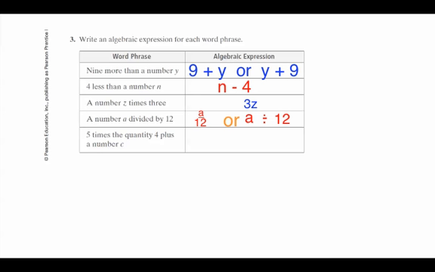For the final one, 5 times the quantity 4 plus a number c. When we see times the quantity, that actually means we have to use parentheses. We should have had 5 parenthesis 4 plus c close parenthesis. Pause the video if you need more time to copy down any of these expressions.